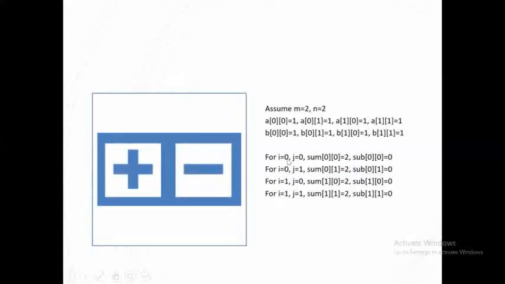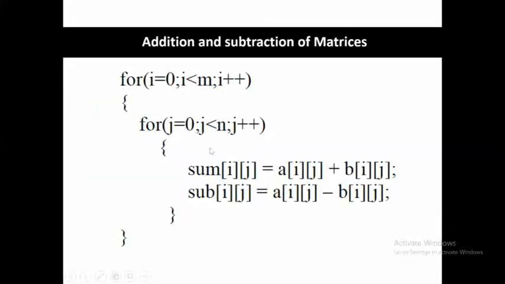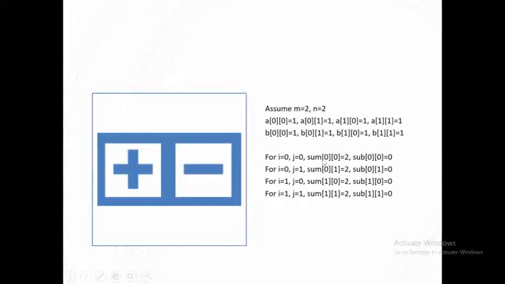Now the condition 0 less than 2 is true. So for i equal to 0, j equal to 0, that is sum of ij, sum of 0 0. Here the condition 0 less than 2 is true, so it enters into the second for loop. Now there are two statements. First, sum of ij, that is sum of 0 0, is assigned a of 0 0 plus b of 0 0, that is 1 plus 1.